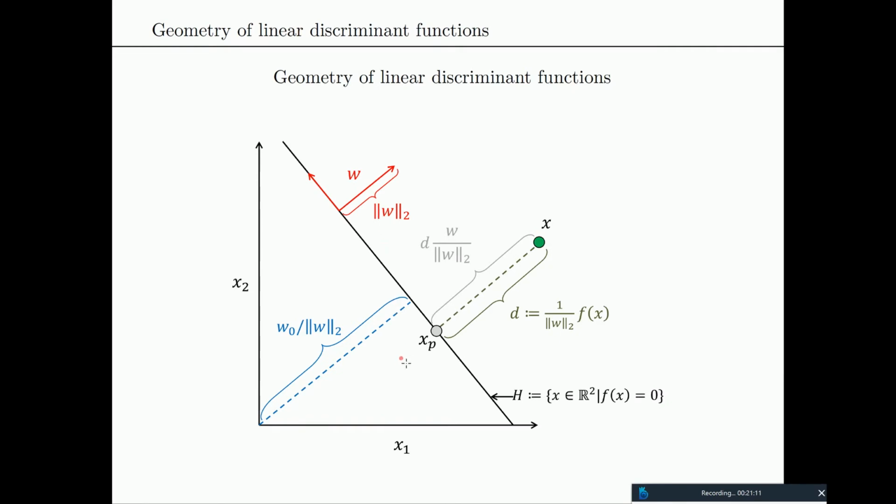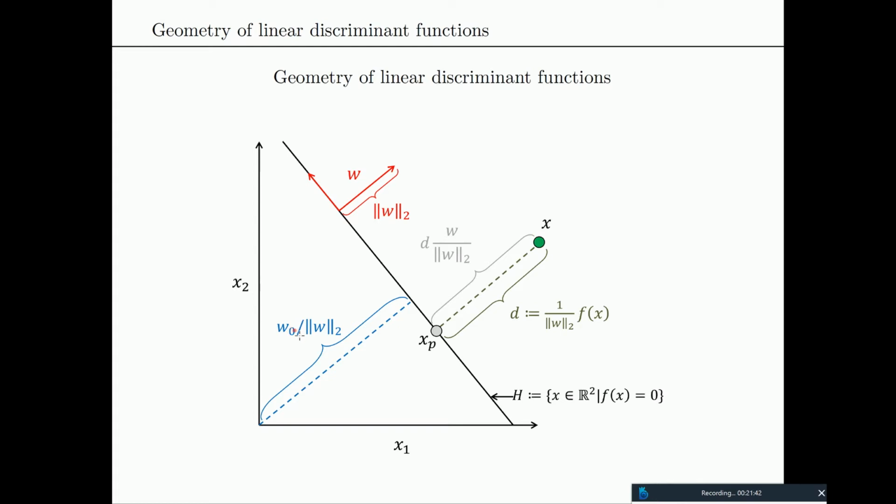The second thing is that the smallest distance from here, this feature vector x, to a point on the hyperplane, which you get by going in 90 degrees here up to x, depends on the output of the function f. So that's the second thing. And the last thing is that the distance from the origin, so from (0, 0) to the hyperplane, is given essentially by the bias parameter.